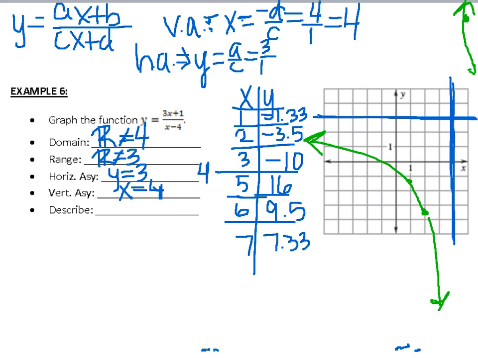So to describe this, we're going to just say this goes right. It goes right 4. And it goes up 3.